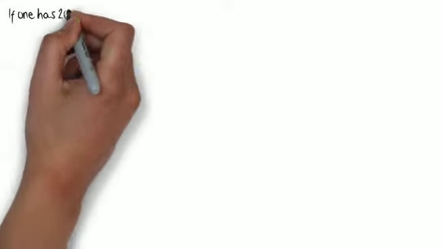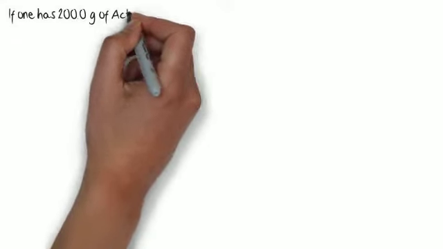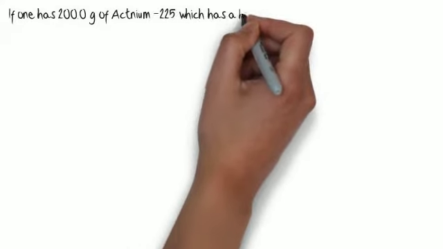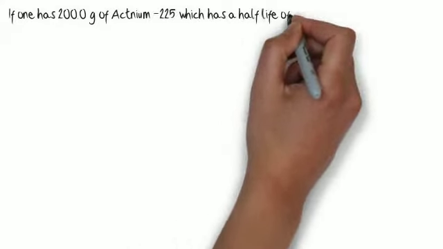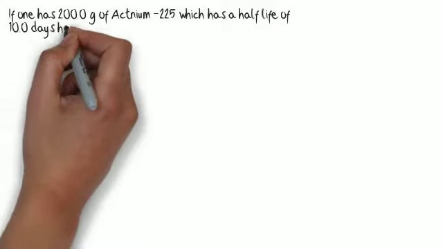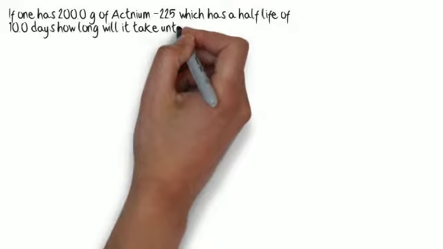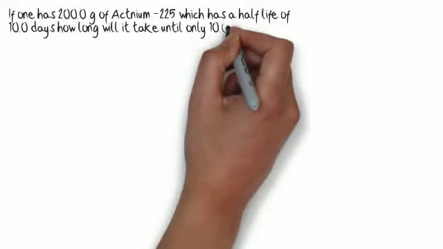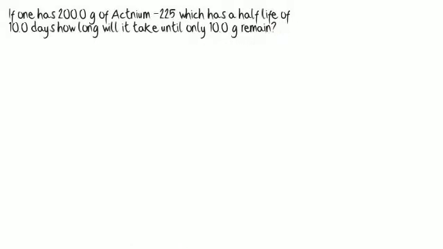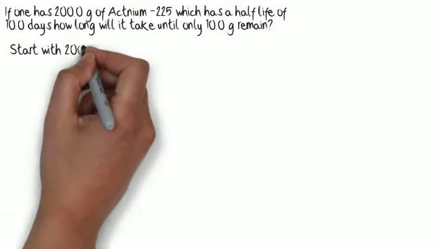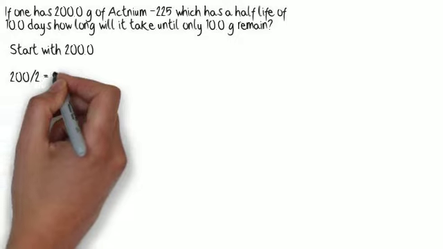You're not going to always fall right on the exact half-life timeline. So, for example, if one has 200.0 grams of actinium-225, which has a half-life of 10.0 days, how long will it take until only 10.0 grams remain? With 200, what we're going to do is start with 200.0 grams, just like we did last time.